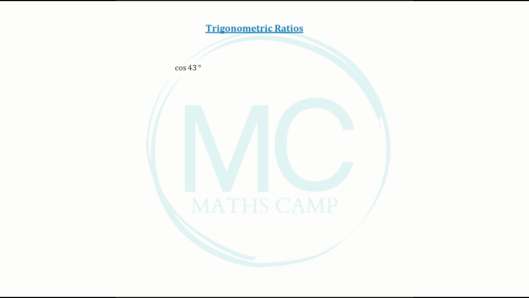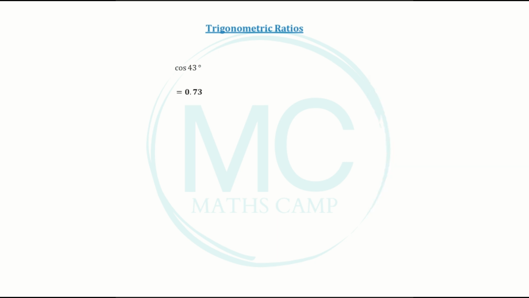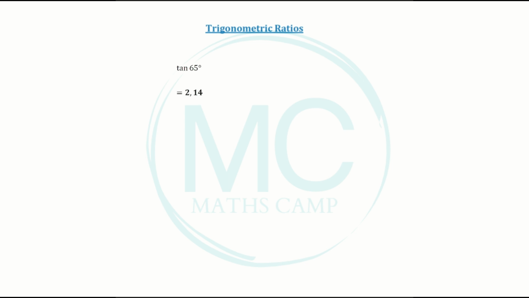Let's do another one. Let's find cos 43. So here we say cos 43 degrees is equal to 0,7313, which you can round off to 0,73. Let's do another one. Tan 65. So in our calculator, we say tan followed by 65 degrees is equal to 2,1445, which you can round off to 2 decimal places, and we get 2,14.